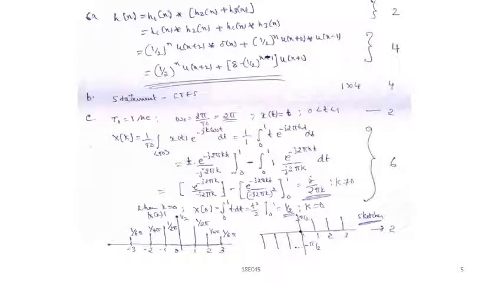So here the calculation carries 6 marks. Then finding the angular frequency, T naught, defining x of t is 2 marks. So 2 plus 6, it is 8. Finally, to draw the magnitude spectrum and phase spectrum, it is 2 marks. 2 plus 6 plus 2. So the total will be 10.